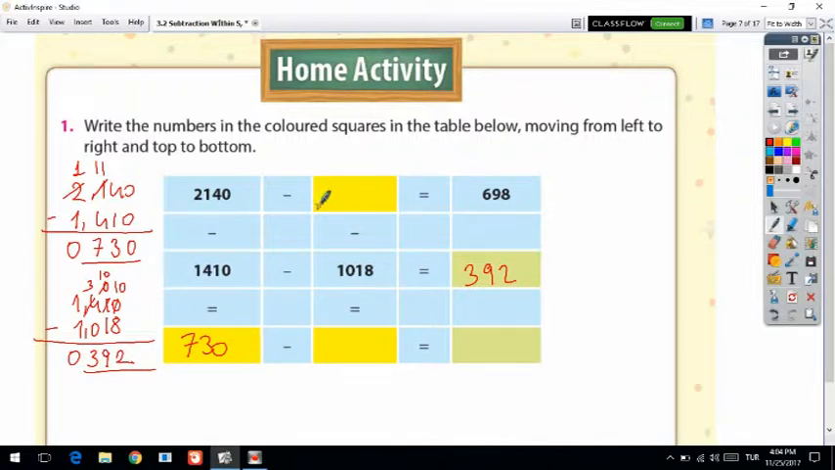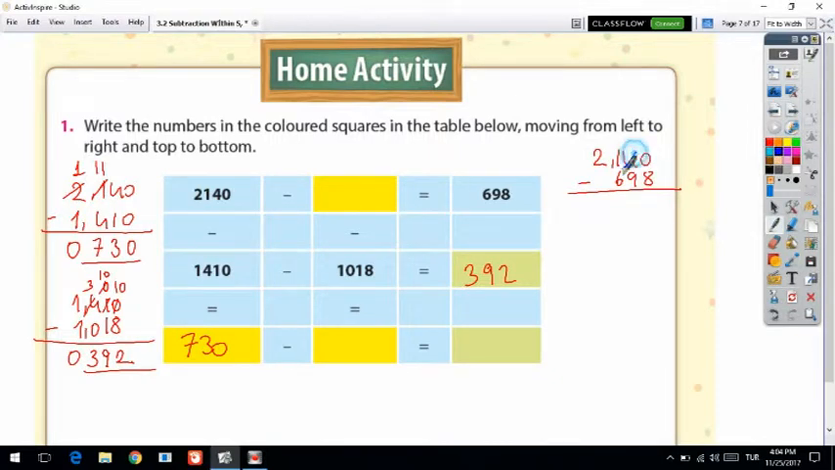Then we have this one. We have to find this one, but there is a space between them. If there is a space between them, we use subtraction. Okay, now let's do it. 2140. A space means we find the missing number. How can you find the missing number if there is a space? Use subtraction. Write the bigger number first, then write the other number, 698.